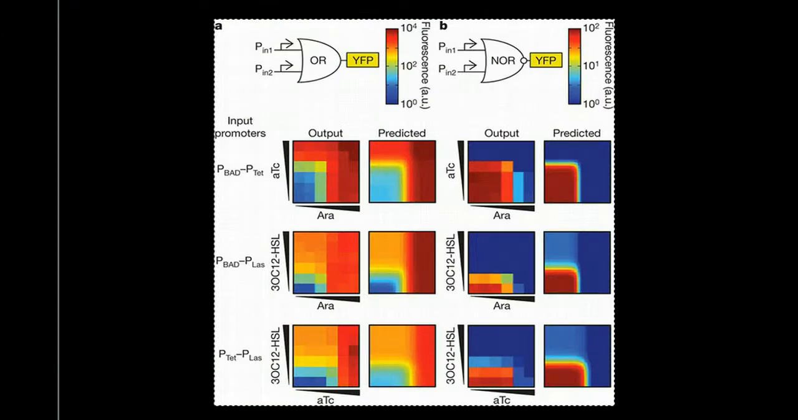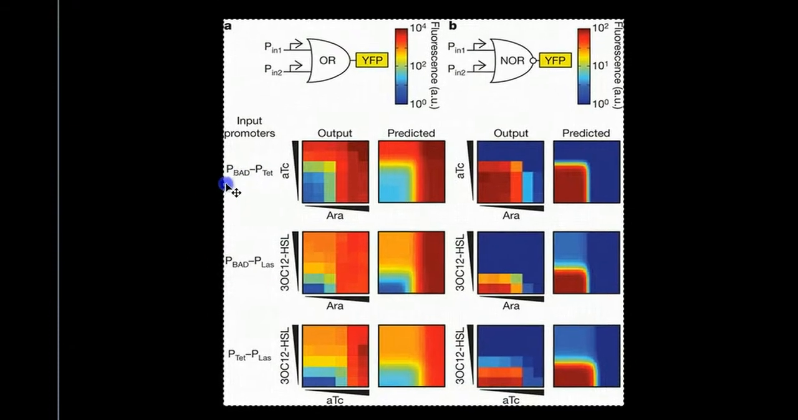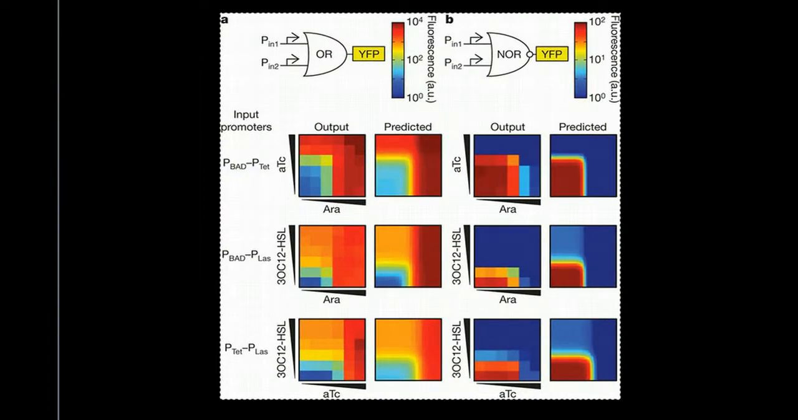So this is figure 2 in the article, and figure 2 shows the characterization data for 3 different tandem promoters, PBAD, PTET, and PLAS. So they made combinations of PBAD, PTET, as seen here, and PBAD and PLAS, as seen here, and PTET and PLAS.